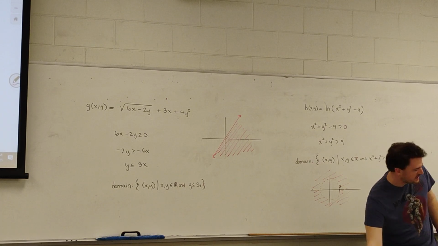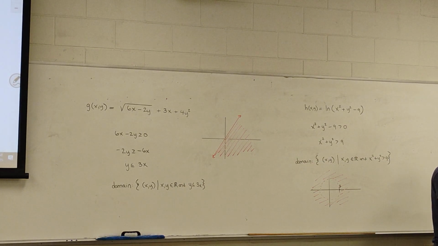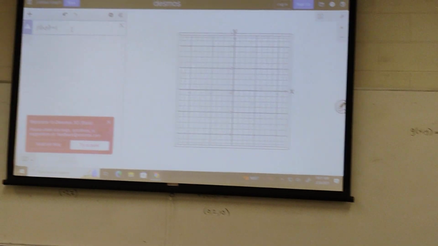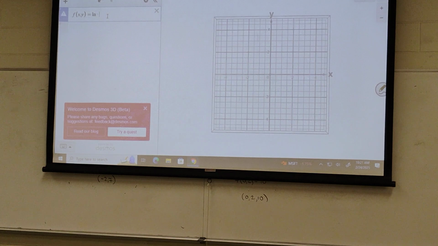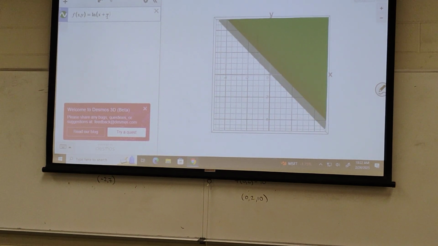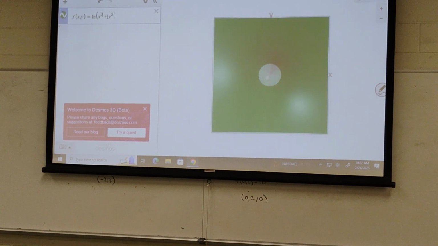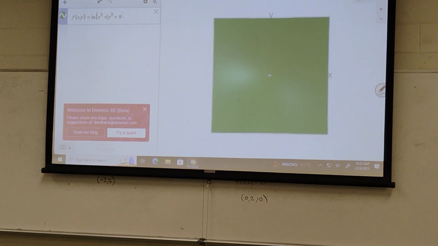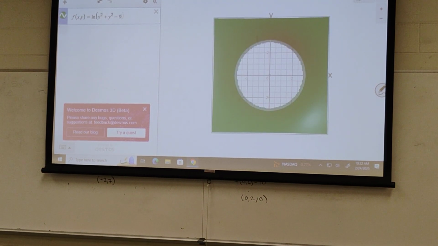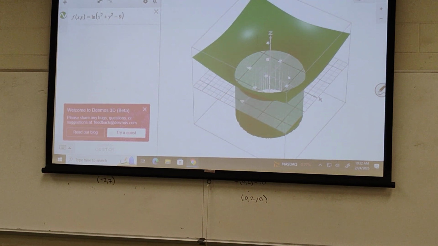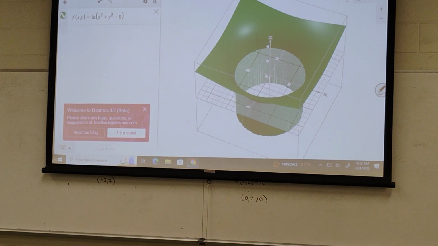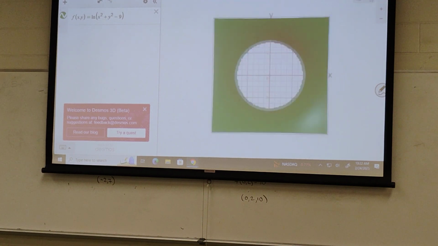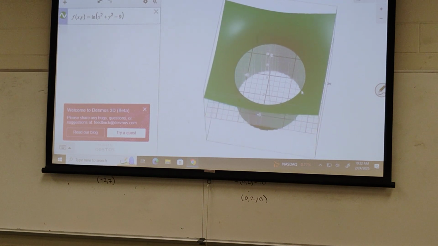And I know we're dying to see what this looks like in 3D. This is the actual function in 3D. And if you want to see the input space and look at your bird's eye view, boom. You have a circle with radius 3, and you're only going to get points defined outside of that circle.